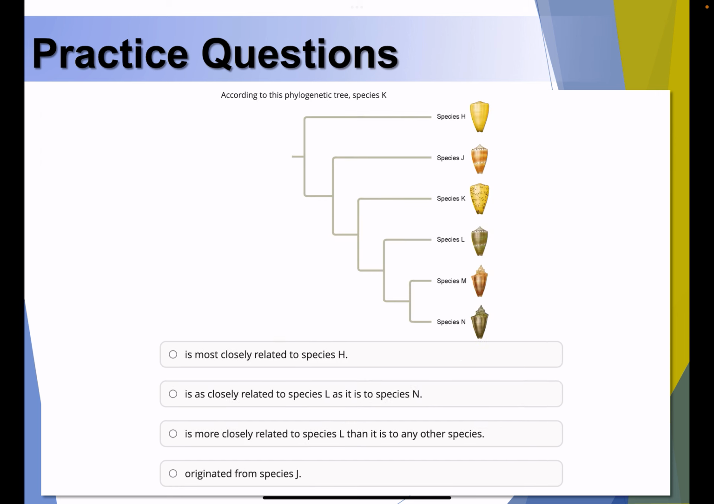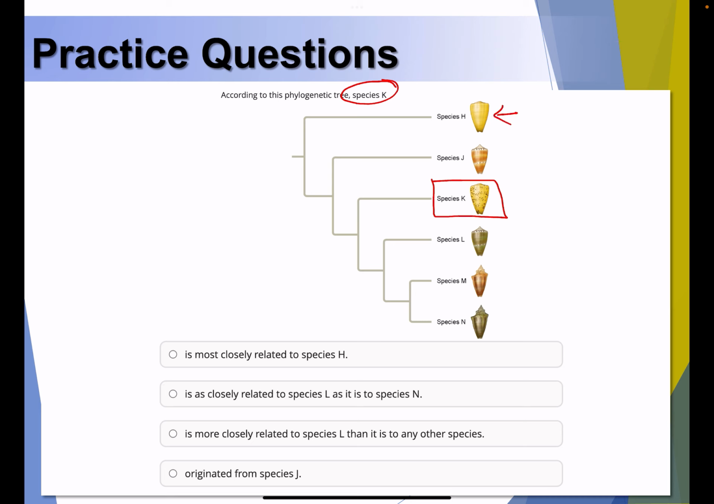Okay, next one. According to this phylogenetic tree, what can we say about species K? Go ahead and pause the video and then unpause after you're done reasoning yourself through. Okay, so let's go through these statements. It says that species K, which is right here, is most closely related to H, right here.